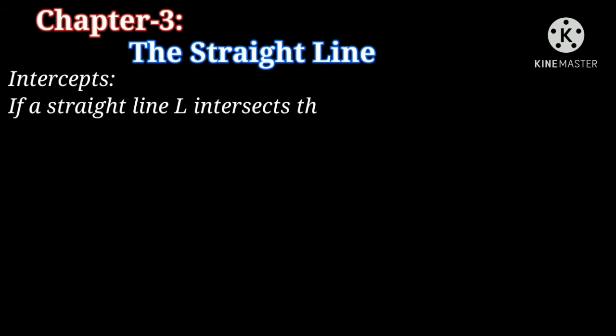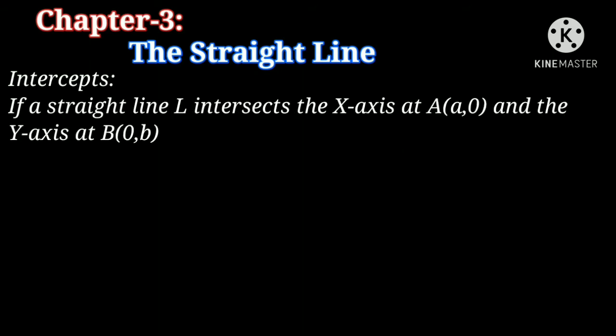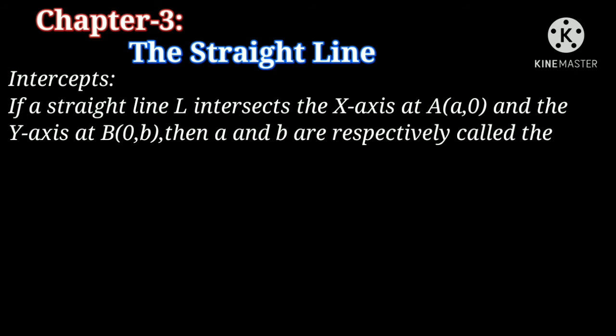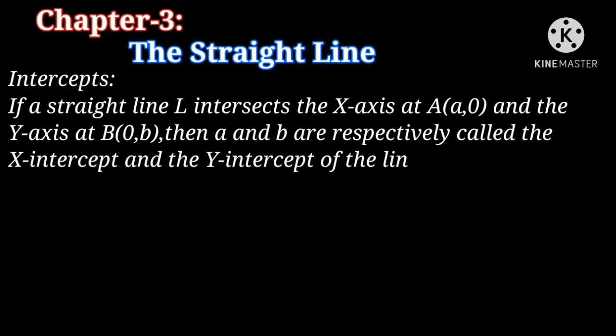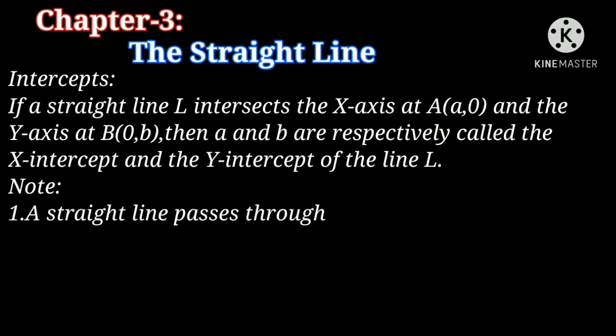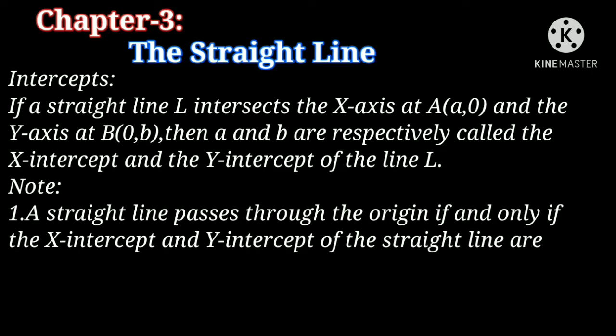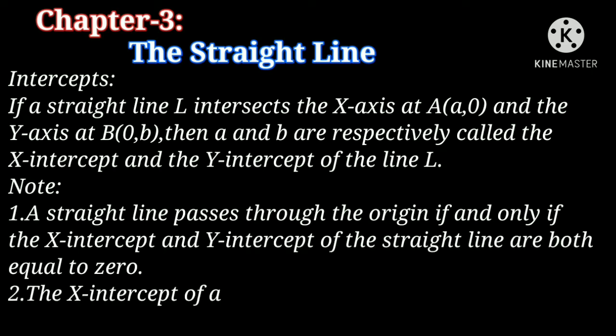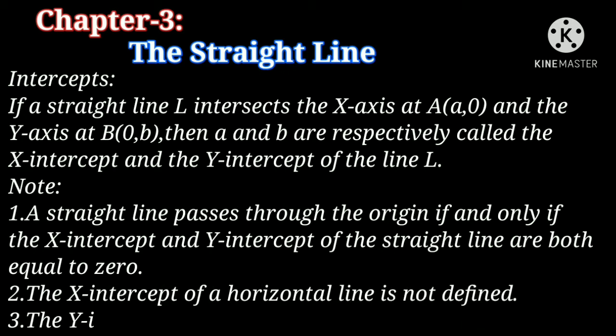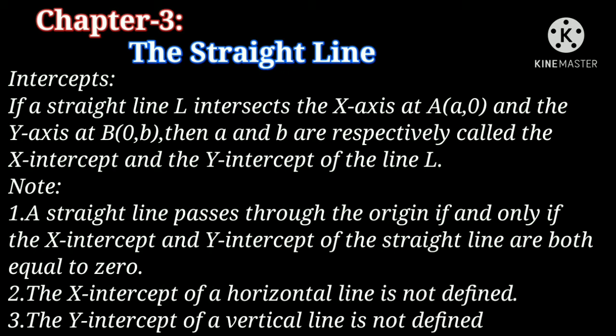Intercepts. Definition. If a straight line L intersects the x-axis at capital A, small a, 0 and the y-axis at capital B, 0, small b, then a and b are respectively called the x-intercept and the y-intercept of the line L. Some important points about intercepts. First, a straight line passes through the origin if and only if the x-intercept and the y-intercept of the straight line are both equal to 0.